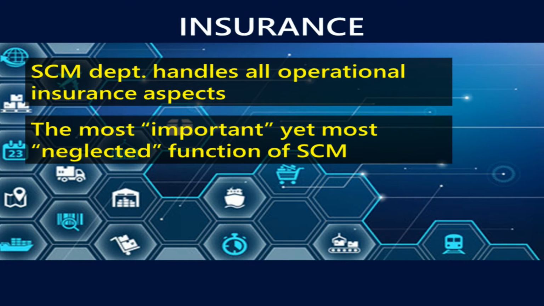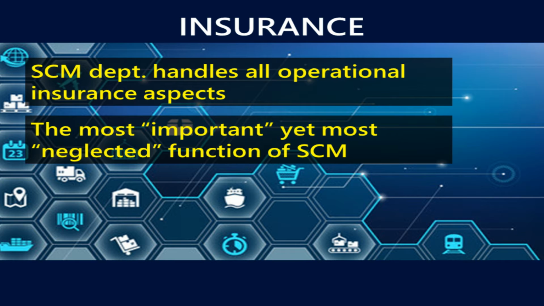Insurance. This is a very important function as it saves the company from many risks. Due to the fast changing business environment, many countries have implemented regulations for businesses to be insured without exception. This has added to its importance. The supply chain department handles all those insurance lines which are related directly to the operation of the company.